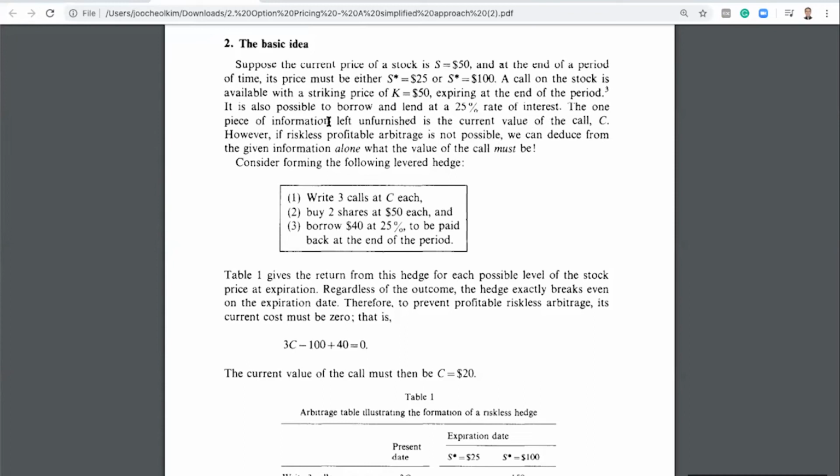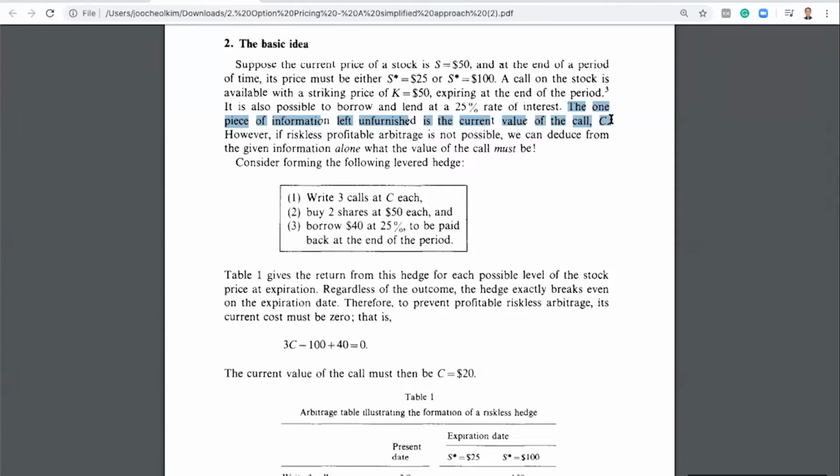explanations. So here, it is also possible to borrow and lend. The only piece of information left unfurnished is the current value of the call C. So we know all the other 8 numbers, altogether 9 numbers. The first 3 numbers are for the bank. The second 3 numbers are for the stock.